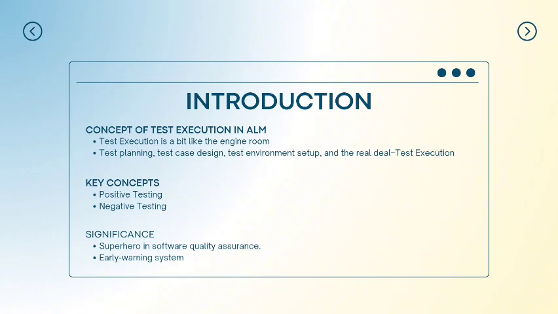Why does test execution matter so much? Well, it's a superhero in software quality assurance. Effective test execution is our early warning system. It spots and fixes defects in the software before they can cause trouble. It's like catching glitches in the matrix, but for software.